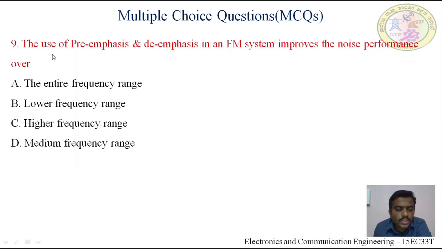Ninth question. The use of pre-emphasis and de-emphasis in an FM system improves the noise performance over: options A. the entire frequency range, B. lower frequency range, C. higher frequency range, D. medium frequency range. The use of pre-emphasis and de-emphasis will improve the noise performance over the higher frequency range. The answer for this question is C.